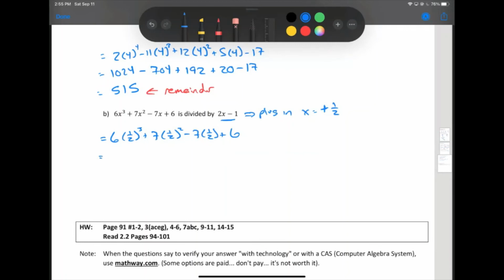Okay, 1/2 cubed is 1/8. 6 times that is 6/8. 6/8 is the same as 3/4. You are welcome to use decimals here, but I actually think it's faster if you use fractions in this case. 7 times 1/2 squared is 7 times 1/4, 7/4. Minus 7/2 plus 6.